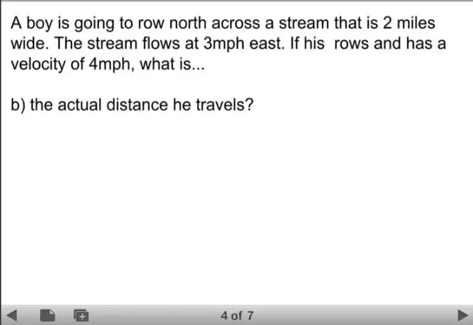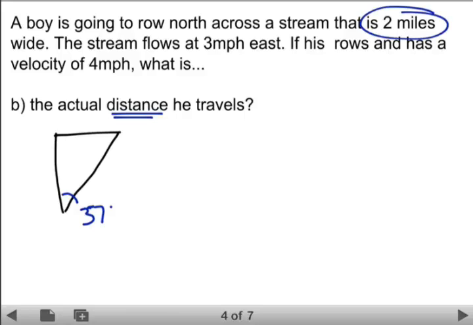Okay, let's look at part B. Part B says, what is the actual distance he travels? So I want to recall this triangle is how he's traveling. Okay, we found that this angle in here is 37 degrees. But now we're looking at distance, so we don't want to really deal with those velocities anymore. So we start putting on our triangle things that relate to distance. So specifically, this 2 miles.